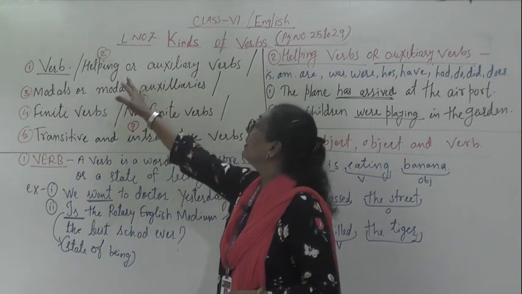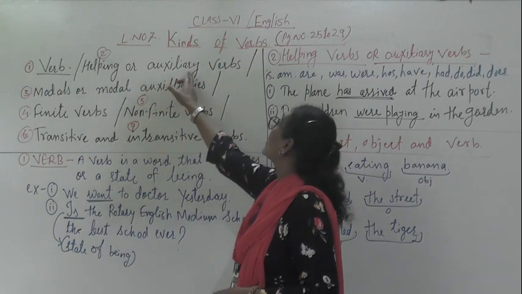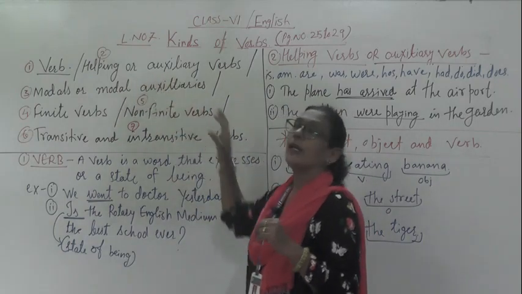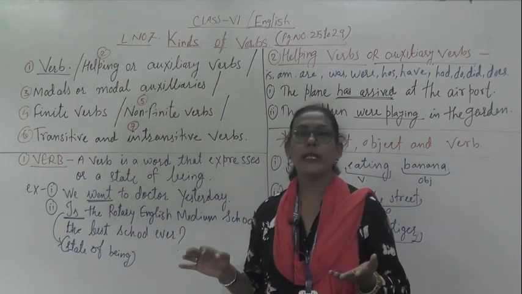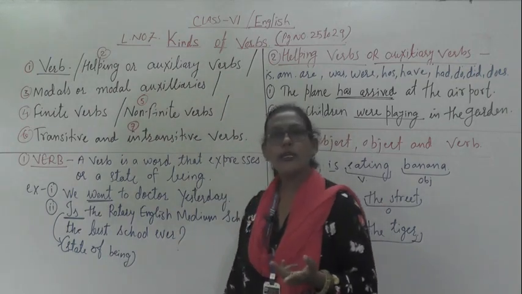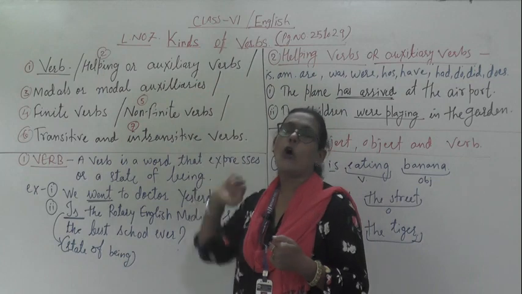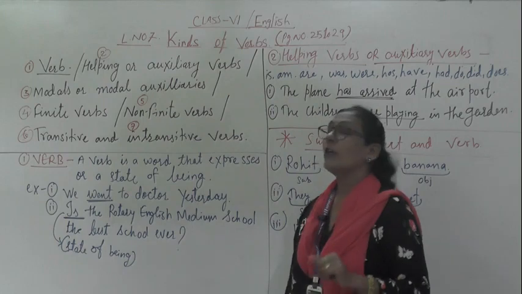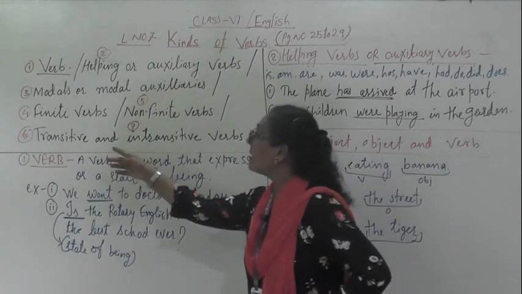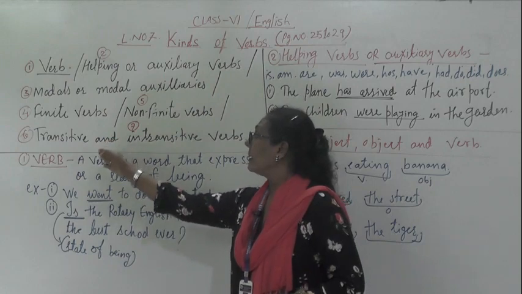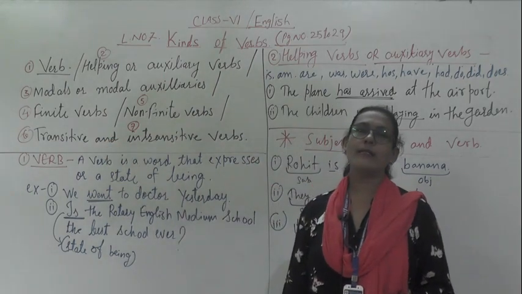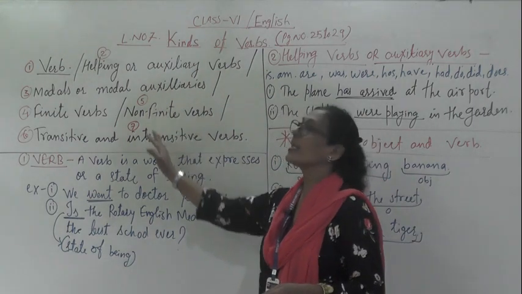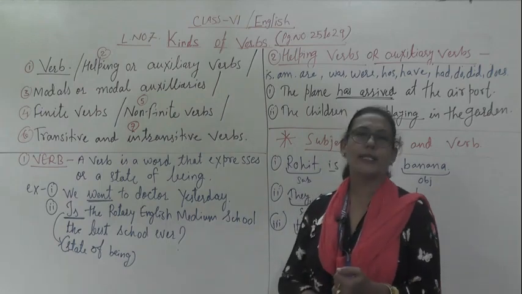We will learn, first, the verb: helping or auxiliary verbs, main verb. Secondly, we will learn helping verbs, or we can say auxiliary verbs. Number 3, modals, or we can say modal auxiliaries. Number 4, finite verbs. Number 5, non-finite verbs. Number 6, transitive verbs, and last, intransitive verbs, with the definition and with examples. All these things we are going to be learning in this lesson.